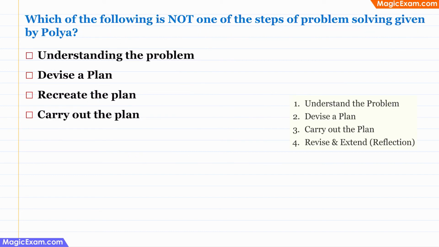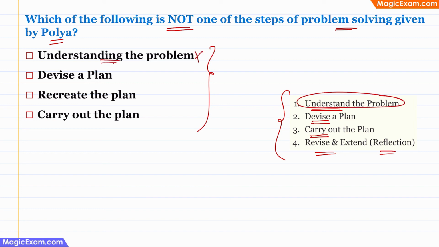Which of the following is not one of the steps of problem solving given by Polya? Well, if you look at the steps in Polya's list, then the first step is to understand the problem. Because if you don't understand the problem, you can't even proceed. After understanding the problem, you will devise a plan on how to solve that problem. And then you will execute that plan, or carry out that plan. And after that, you will revise and extend. This is also called reflection or looking back. So if you look at all of these options, understanding the problem is the first step. So this cannot be the answer.